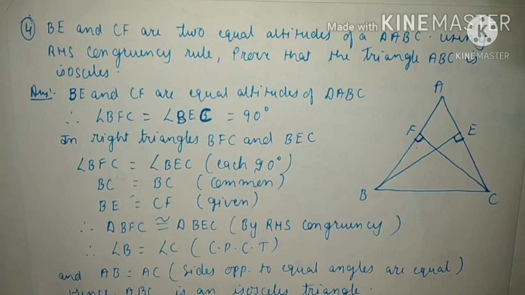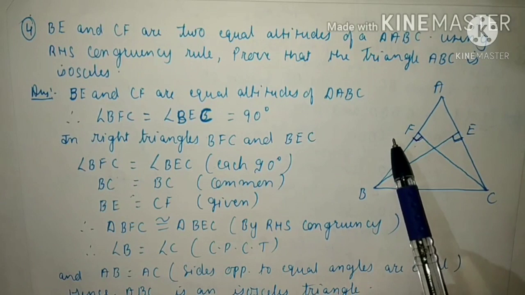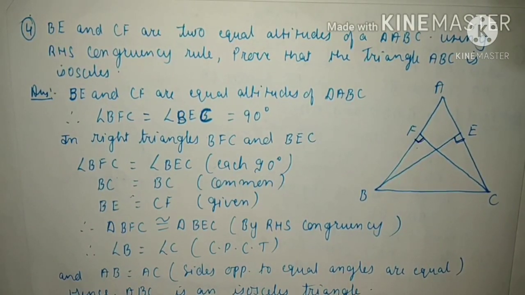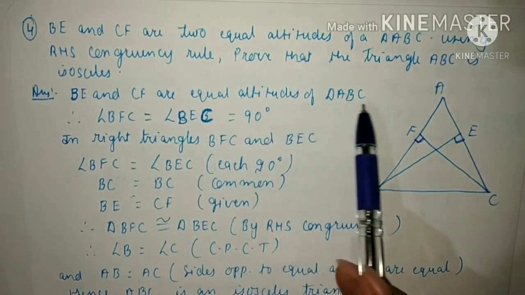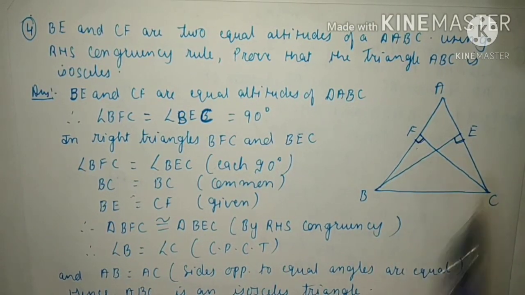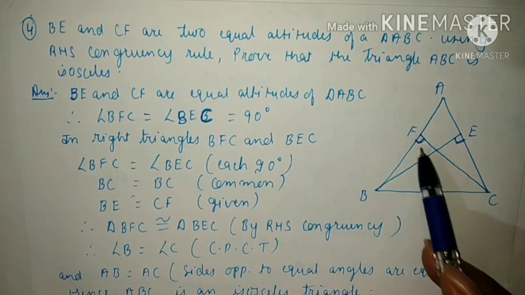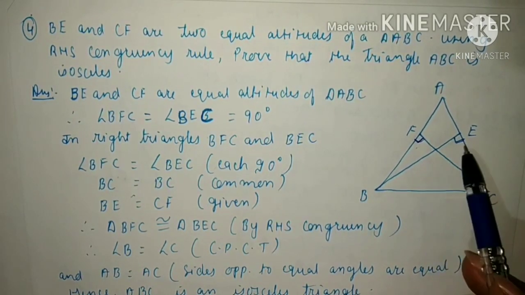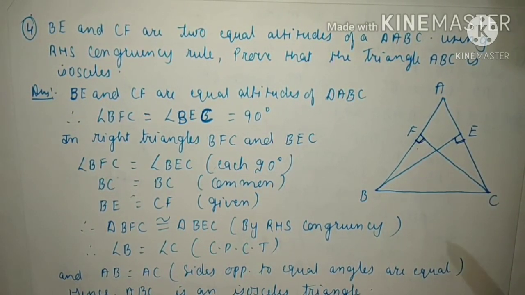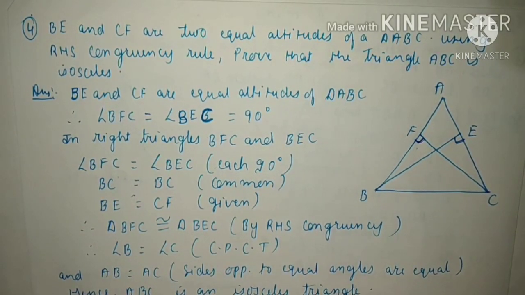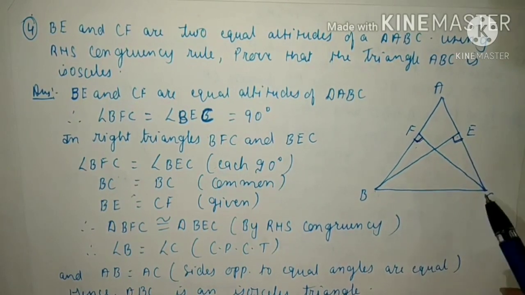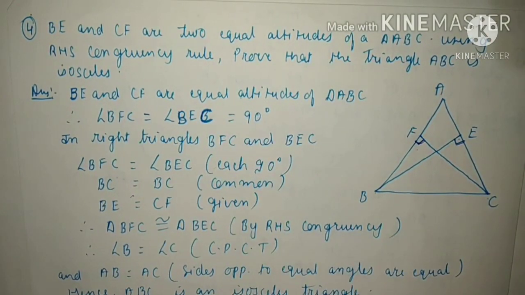Now we have to prove that the triangle is an isosceles triangle. That means we have to prove this side AB equals this side AC. Now what we will do? First of all, we know that BE and CF are equal altitudes of triangle ABC. This is given to us. So if these two are altitudes, then these two angles will be 90 degrees. So we can write angle BFC is equal to angle BEC equals 90 degrees.